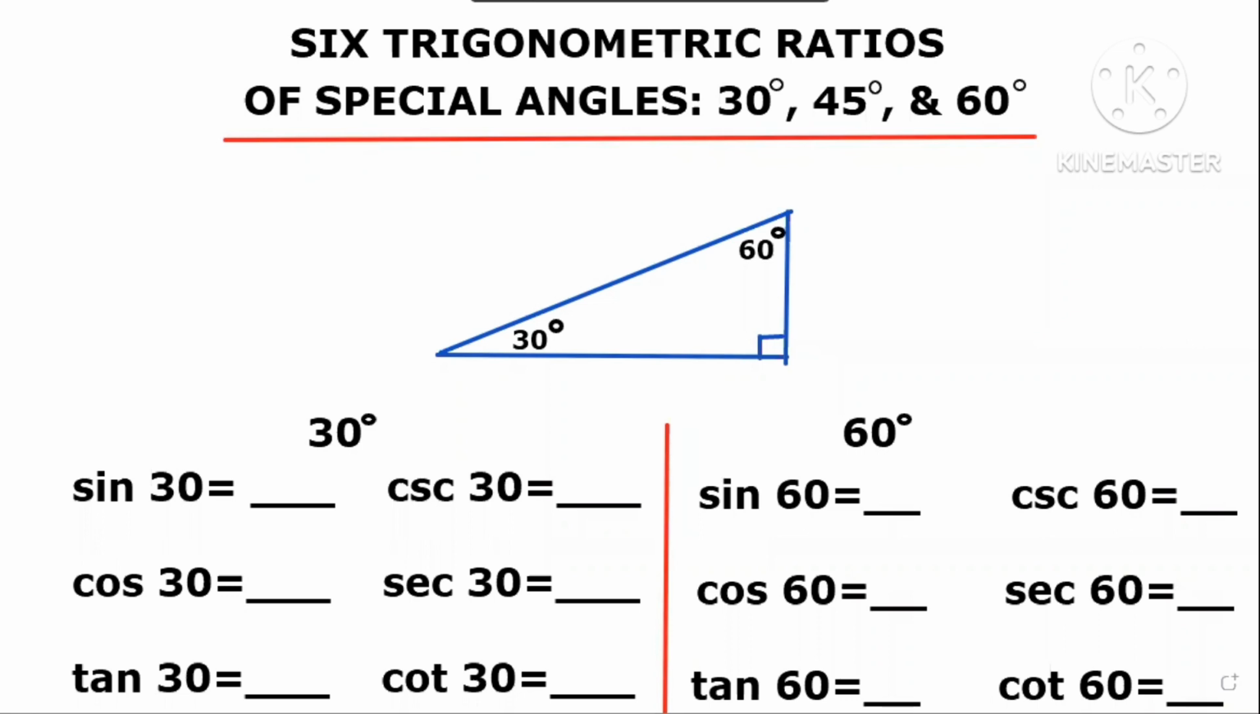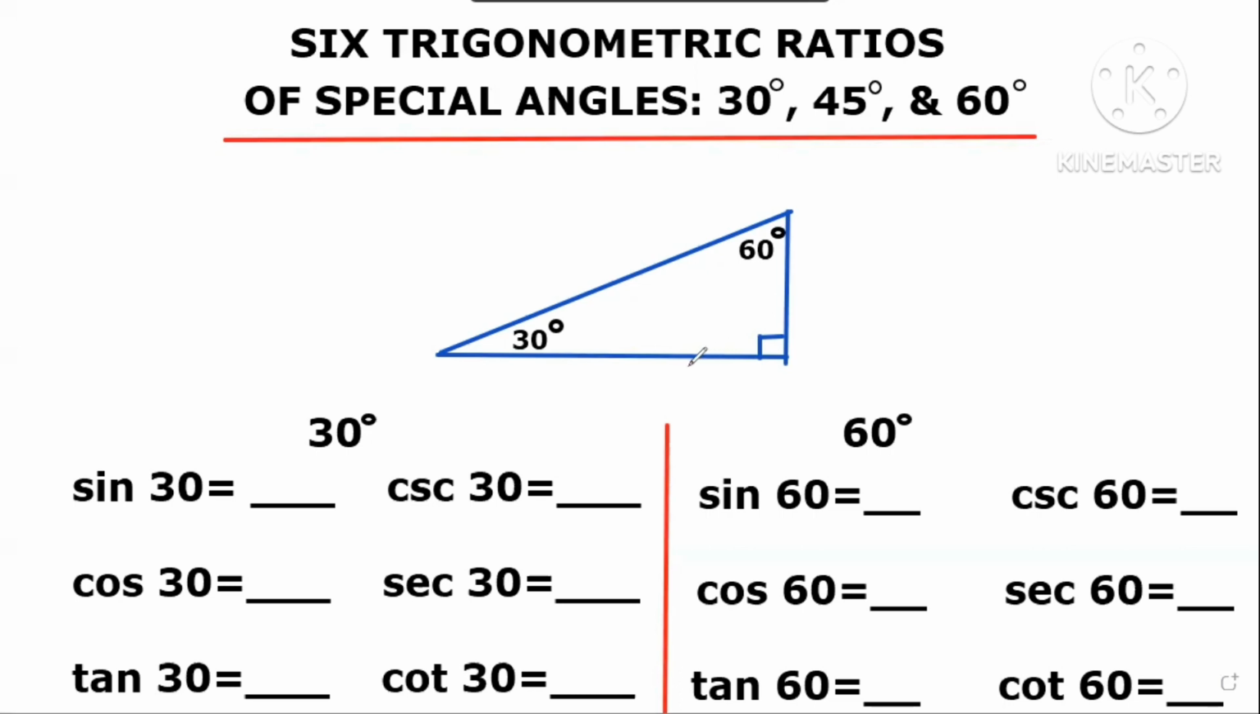Okay, so paano po ba natin kukunin ang 6 trigonometric ratios ng special angles 30, 45, and 60? So, unahin po natin ang 30 and 60 kasi ito po ang magka-partner sa 30, 60, 90 triangle, okay? So, all we need to do is to construct a 30, 60, 90 triangle kagaya nito, and then we assign dimensions on each side of the triangle. So, paano po natin gagawin yon?